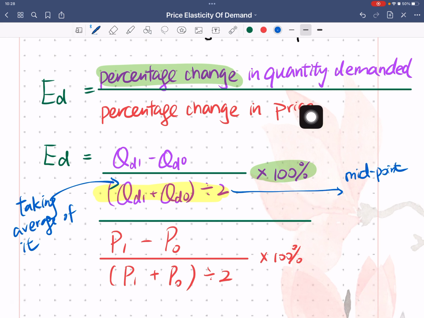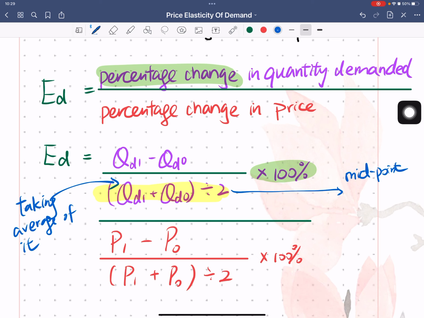How can we get the percentage change in price? For the percentage change in price, it is similar. We use the new price minus the original price as the numerator of this red part. And again, in mathematics, usually we just use the original number in the denominator. But here we are taking the midpoint approach, the average of the price.